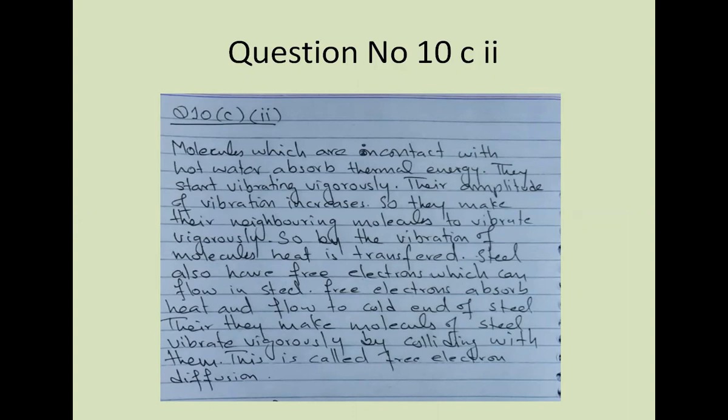Steel also has free electrons which can flow in steel. Free electrons absorb heat and flow to the cold end of the steel. There they make molecules of the steel vibrate vigorously by colliding with them. This is called free electron diffusion. This whole process is how conduction takes place in the steel, and the heat travels from the hot end to the cold end. Hopefully you understand.